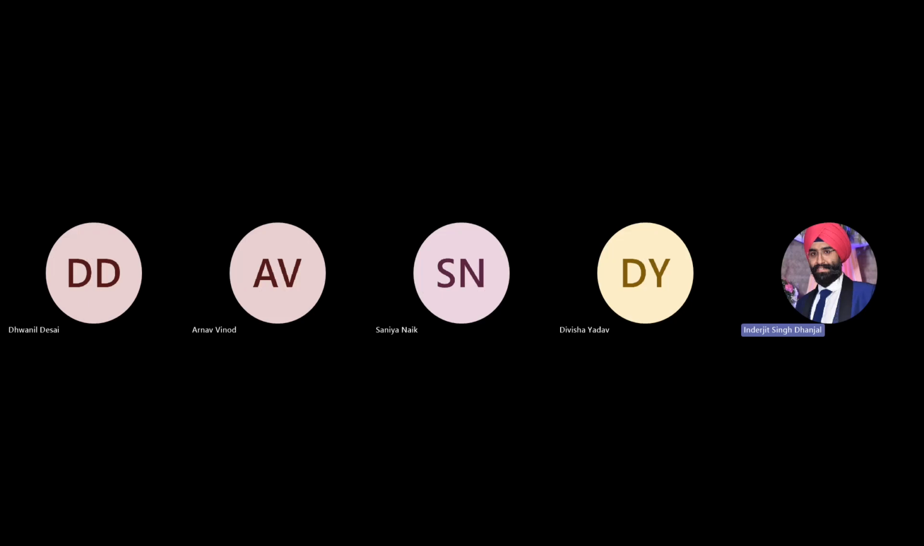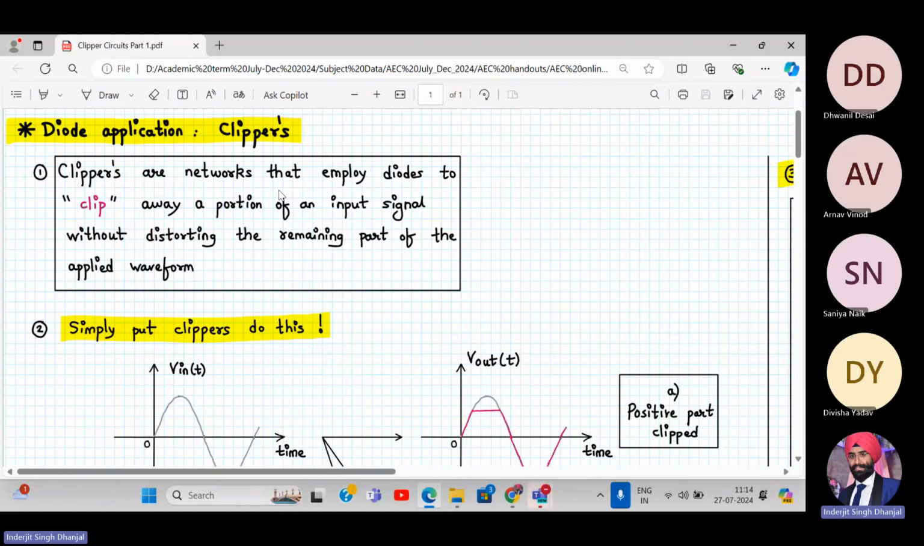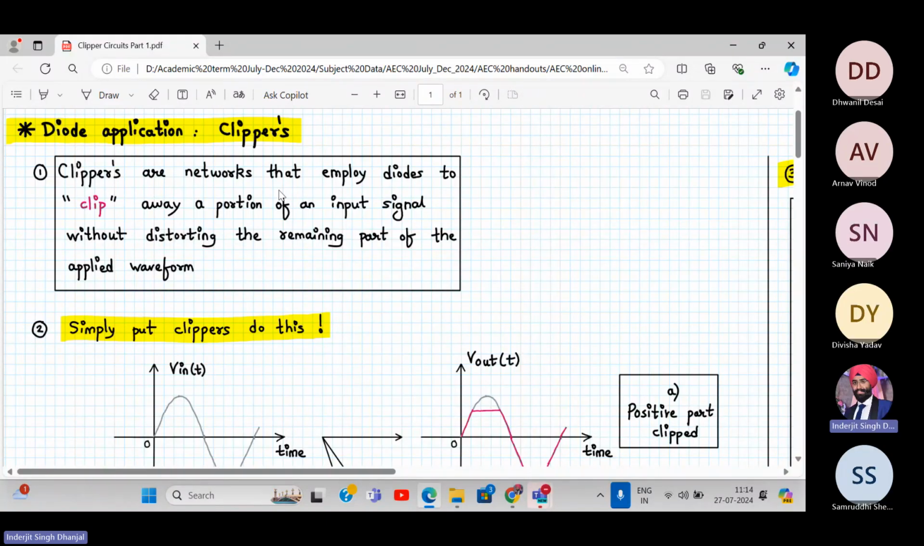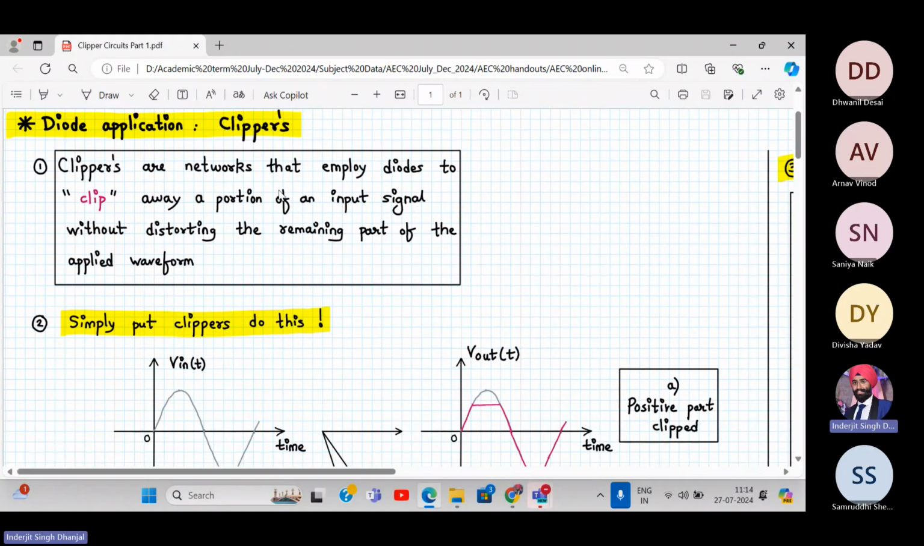So hello students, welcome to Analog Electronic Circuits Revision Lecture number 1. So we are going to revise the Clipper circuits which we have studied. We have studied around 4 of them in the class.